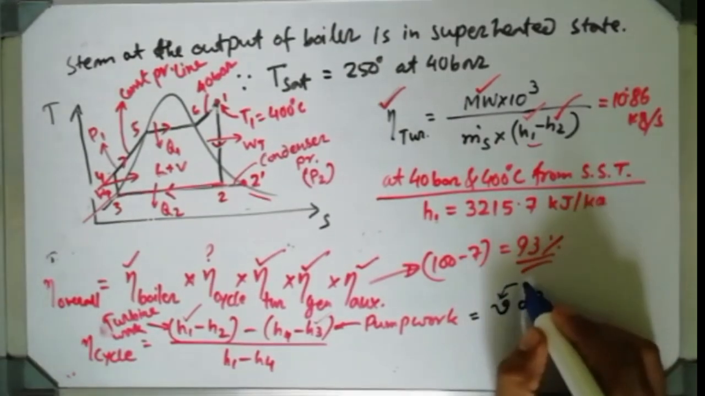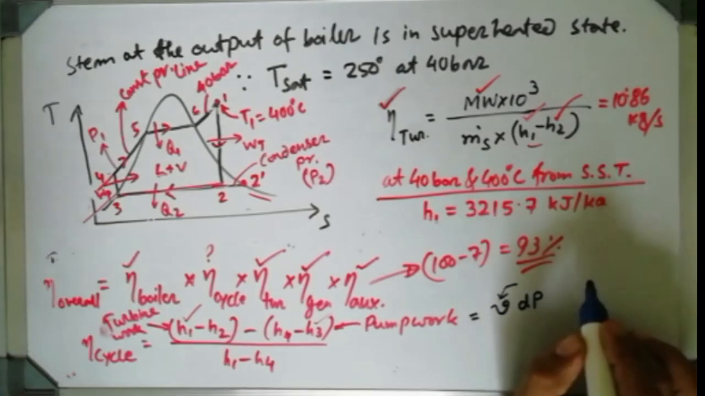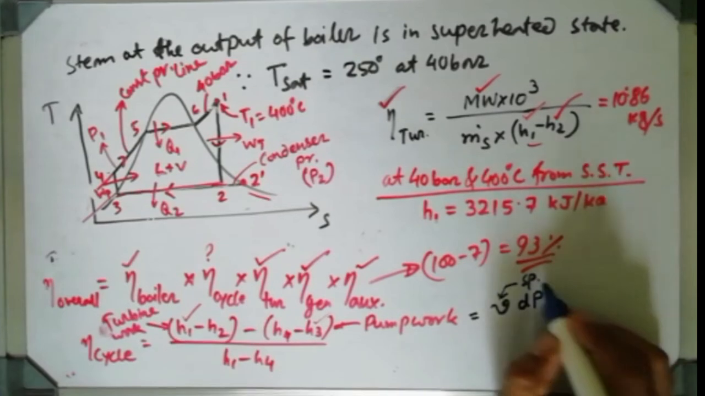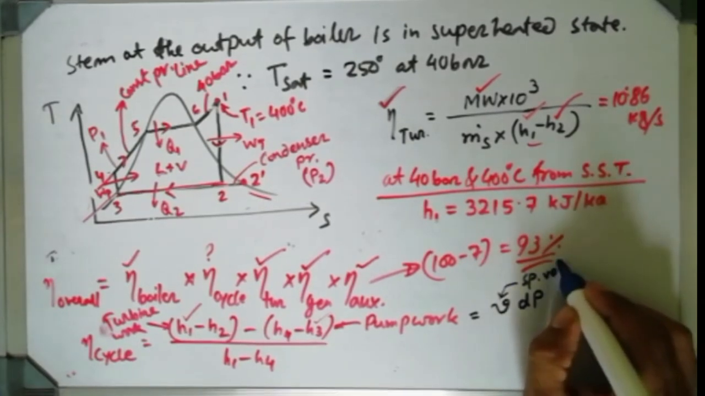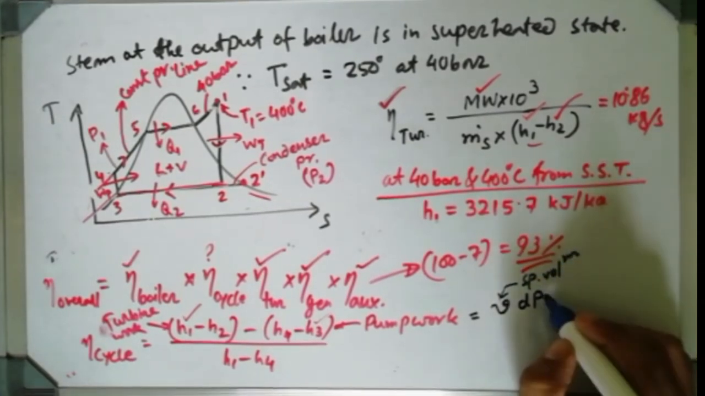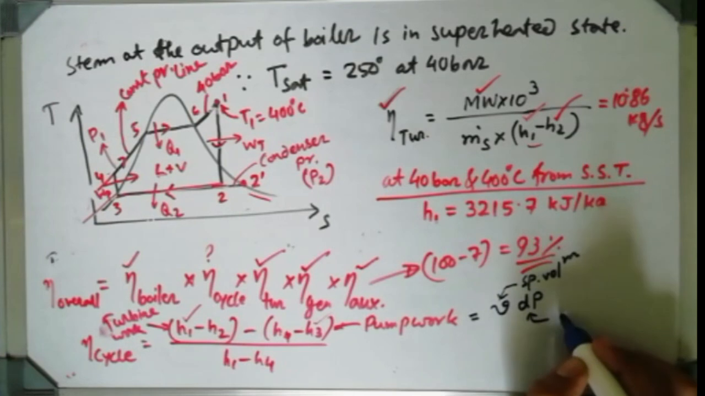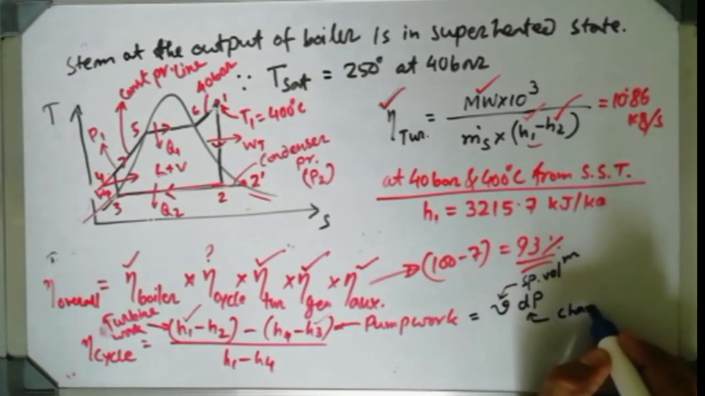V means the specific volume. How that expression comes, I am just omitting that part. That is a part of thermodynamics. I am not going to clarify over here. You just have to memorize the formula. Small v is specific volume. That specific volume you can get from the steam table. Okay, and dP is the change of pressure.